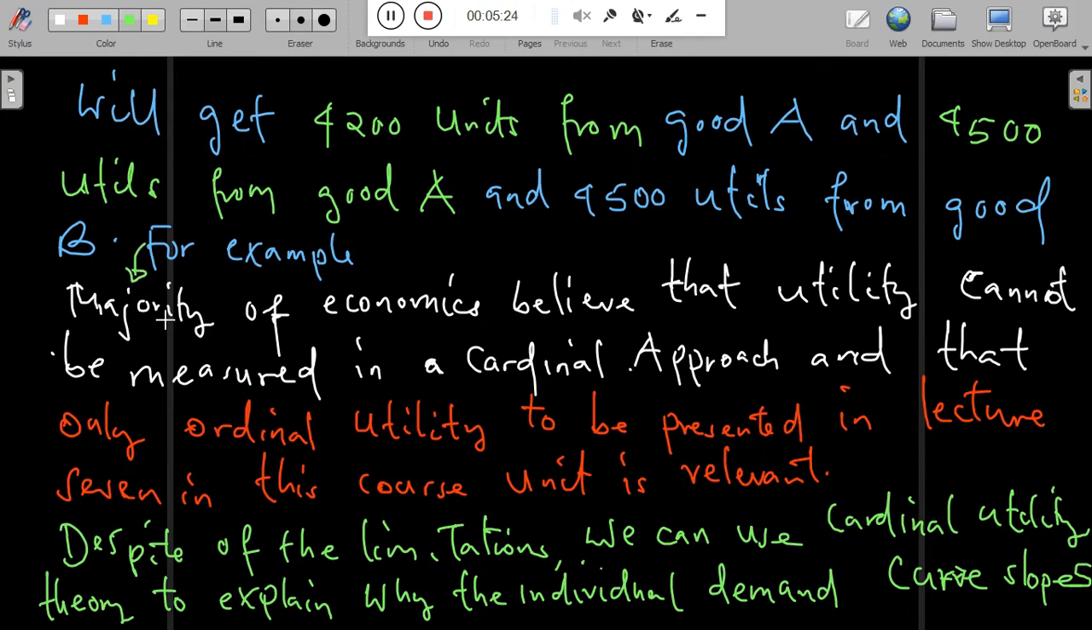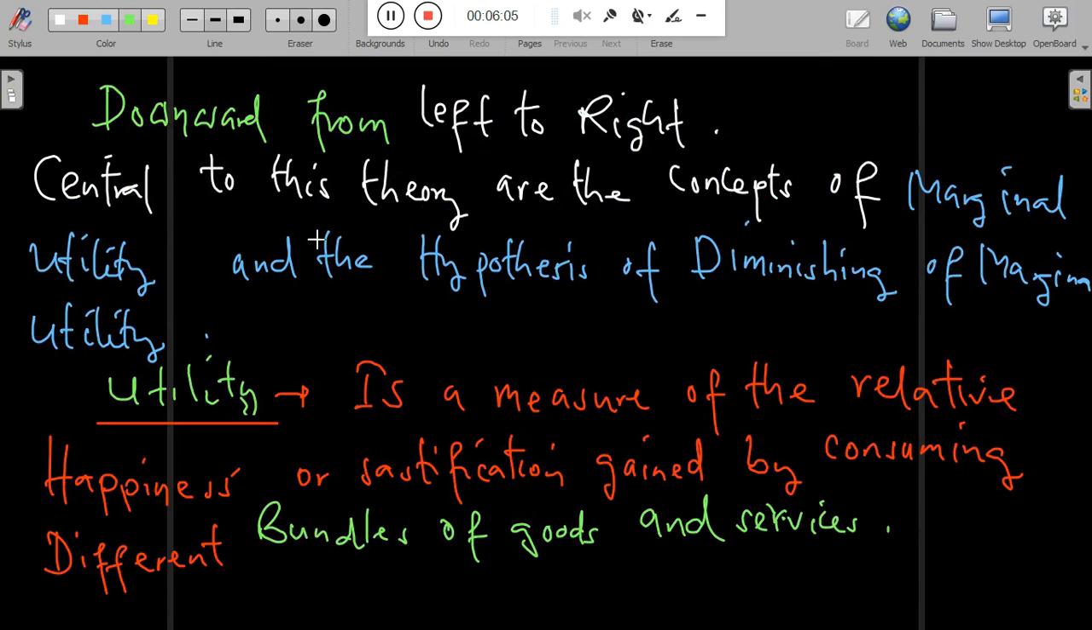However, the majority of economists believe that utility cannot be measured in the cardinal approach, and that only ordinal utility, to be presented in lecture 7 of this course unit, is relevant. Despite the limitation, we can use the cardinal utility theory to explain why the individual demand curve slopes downward from left to right. The center of this theory is the concept of marginal utility and the hypothesis of diminishing marginal utility.